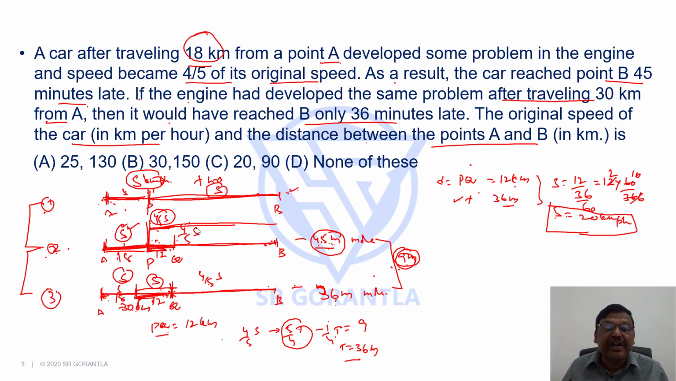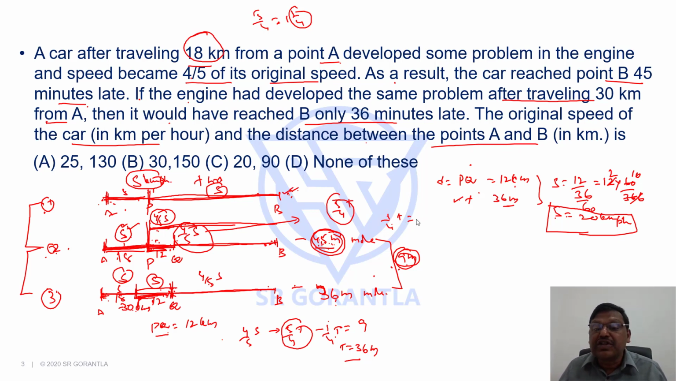Because here it travels at S speed, here it travels at 4/5 of the speed. Now tell me, again the same logic, if the speed is 4/5, the time it takes will be 5/4. 5/4 means 1/4 extra. So 1/4 of the time extra it takes, but how many minutes extra is it taking compared to the original case? 45 minutes more. 1/4 of the original time is 45 minutes, so the original time is 45 fourths, 180 minutes or 3 hours.